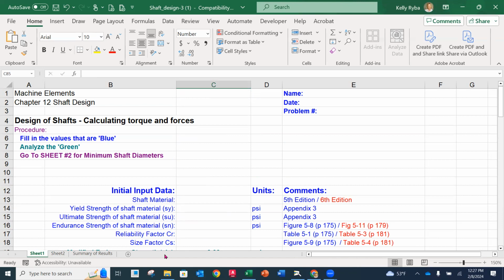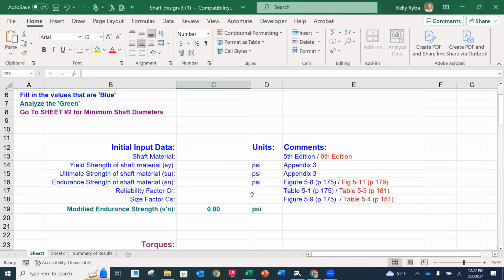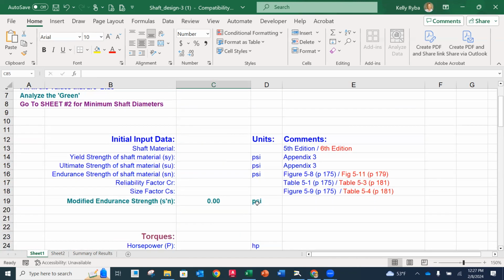Our sheet 1 is going to be our inputs. If you want to change the sheet title at the bottom, you certainly may. And if you want to change it in any way, that's totally fine. This spreadsheet is going to look like the ones that we have been using up until this point for the keys, the bearings and the gears and the V-belts and the chains. Okay, so same process, same kind of look.